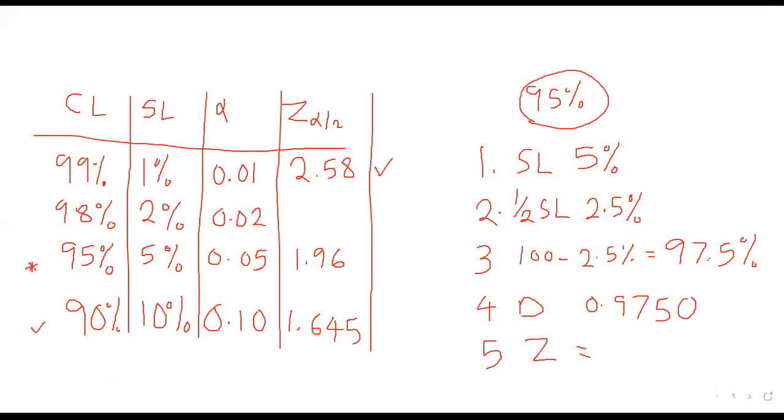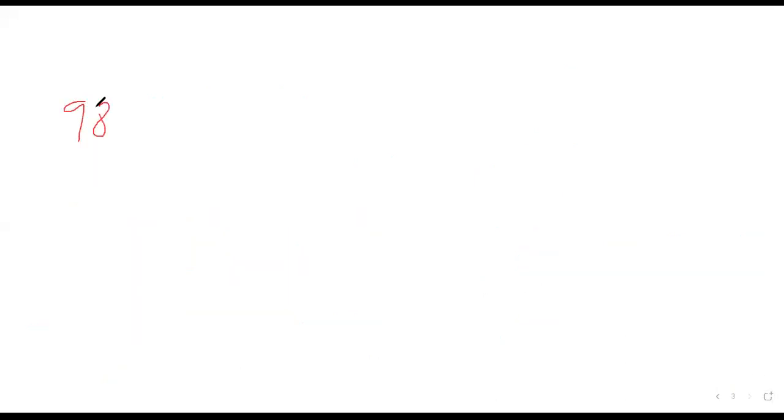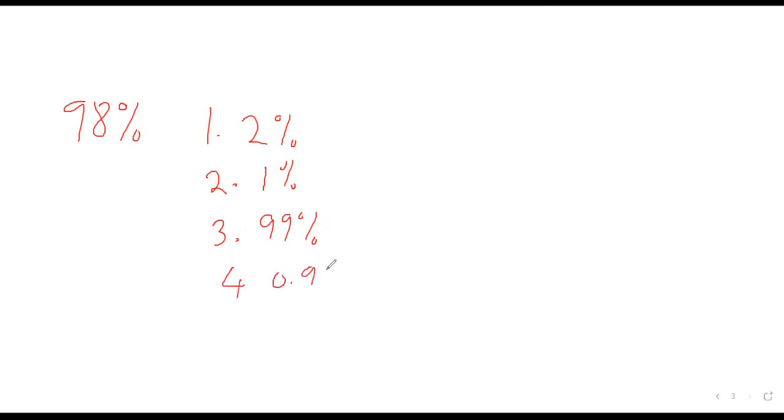98%. Let's try 98%. Step 1, we find the significance level, 2%. Step 2, we find half of that, 1%. Step 3, we subtract from 100, 99. Step 4, we convert that into a decimal by dividing by 100, 0.99. Step 5, then we find the Z value. Okay, let's locate the Z.